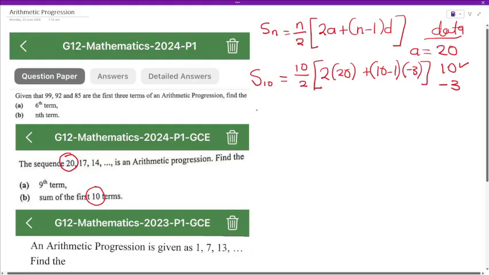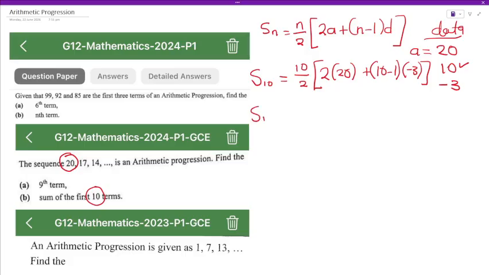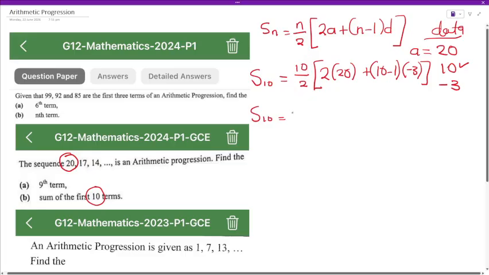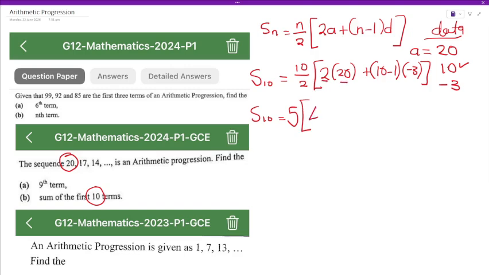So now we're going to say sum of the first 10 terms is equal to, here you notice that we can simplify here. 10 divided by 2 gives us a 5. So you can say 5 there, open square bracket, 2 times 20 is 40. Okay, plus. We also simplify in the brackets there, 10 minus 1 is 9. Okay, multiplied by negative 3 at the end there.